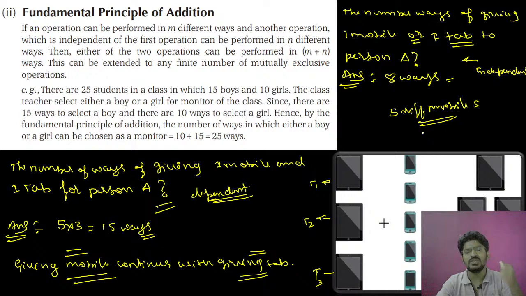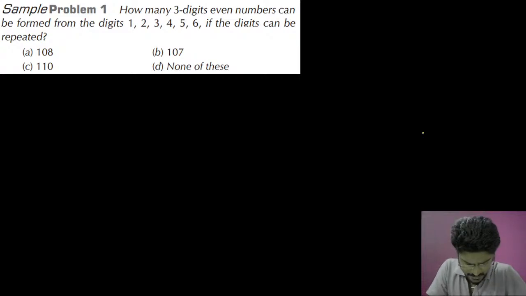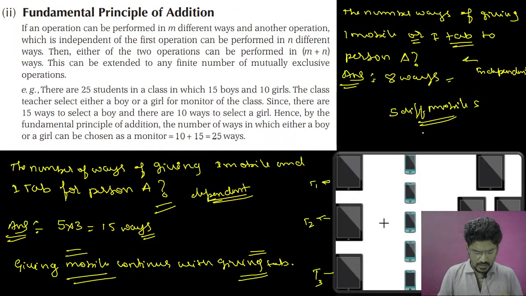So quickly give me thumbs if you have understood this, so we can go for the next concept or problem. Okay, so we can go to the next problem. Quickly give me thumbs if you have understood this. Clear? So all of you quickly give me thumbs if you have understood this.